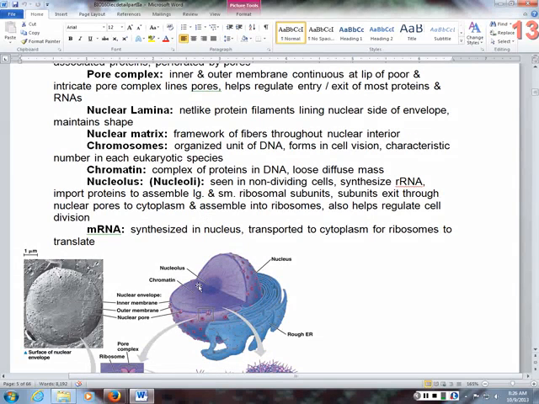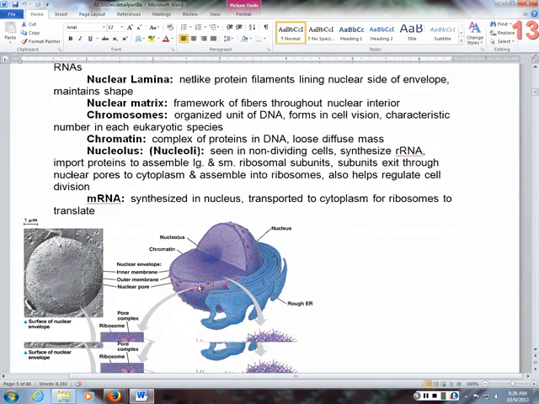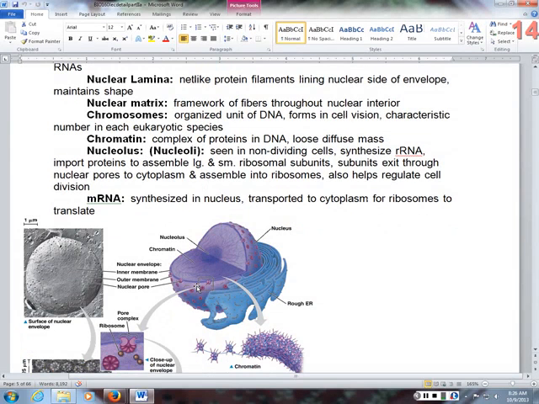Your chromosomes are going to be the organized form of DNA. When you form these, as in cell division, the chromosomes are those ones that we think of looking like the little X's. And that is the only time you have chromosomes, during cell division. The rest of the time you're going to have chromatin, which is going to be a complex of proteins and the loose diffuse DNA. So what you're going to see most of the time is like a ball of threads. And although it looks like it's random in that pattern, it's not.